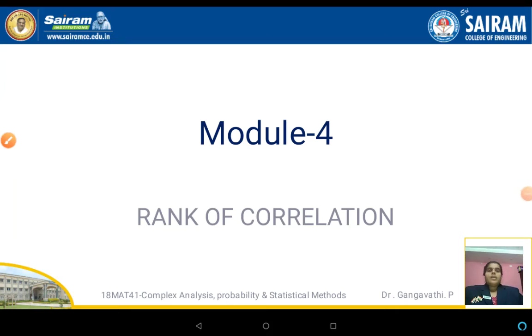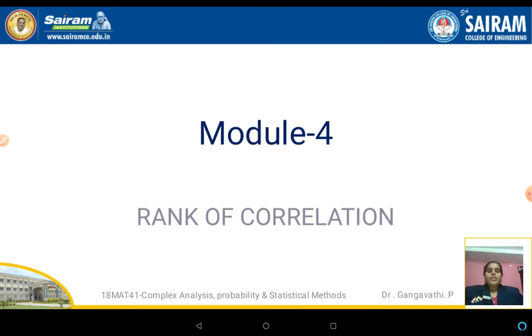Hello students, in this session today let us discuss the rank correlation in module 4. This is another extension of your correlation concept. Like correlation, you have read how to find the correlation coefficient, and we have worked out different kinds of problems and also regression analysis. In this session, let us discuss rank correlation.